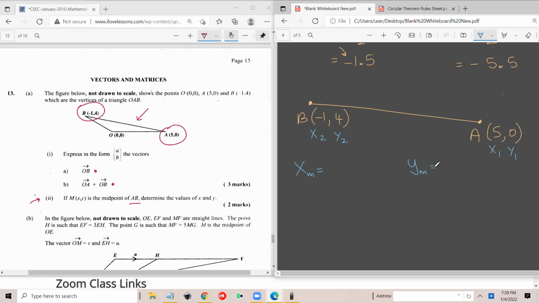Right, so a lot of correct answers are coming up now. Five plus minus 1, and the other one is 0 plus 4. Plus and a minus, you'll get 2 and 2. So the midpoint would be 2, 2. Right, work until you get it, and don't forget the brackets.